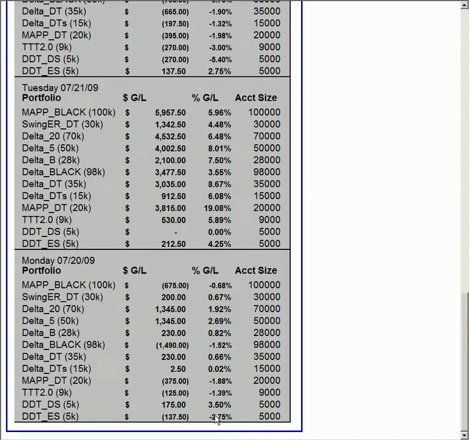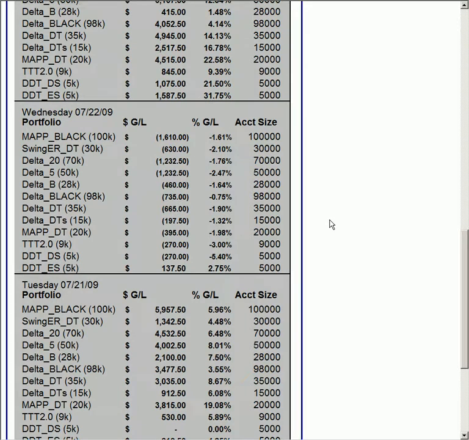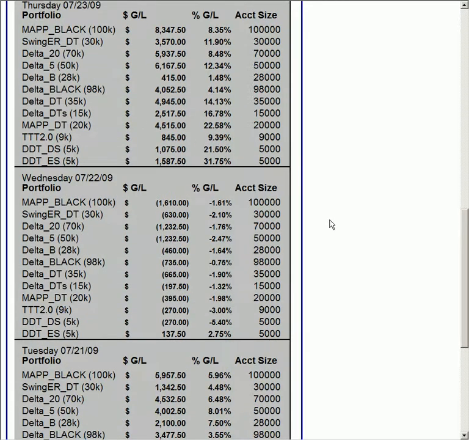Here's Monday. Again, kind of a mixed picture. A lot of our portfolios chopping around. Tuesday was a plus day. MapDT, venerable MapDT, always in the lead. It just gets boring talking about the MapDT is always in the lead. The original MapDT, this is the original portfolio. Comprised of our most diversified day trading models, geared toward aggressiveness.